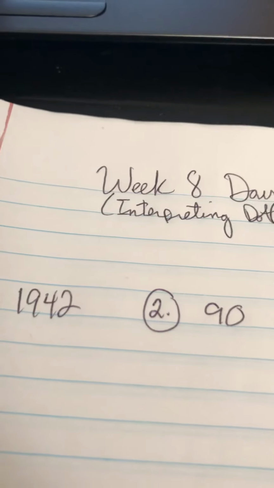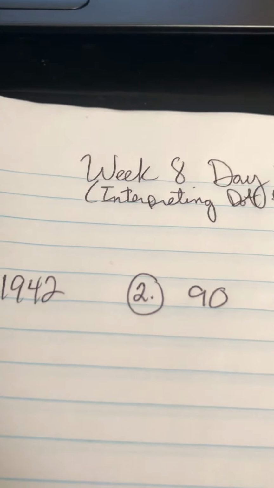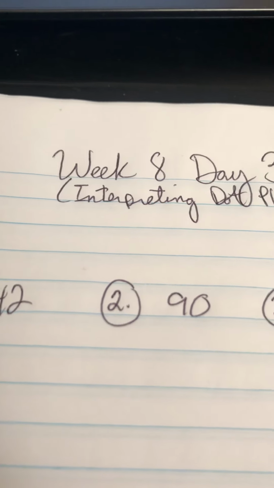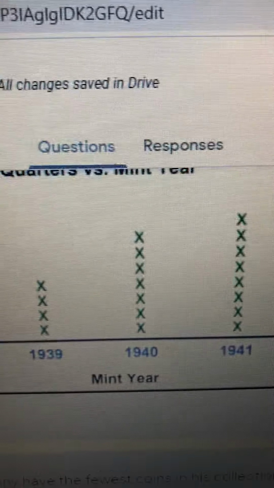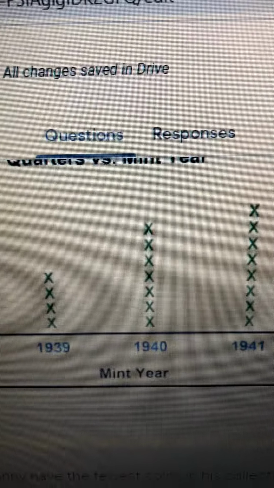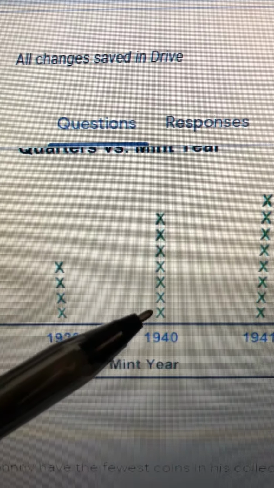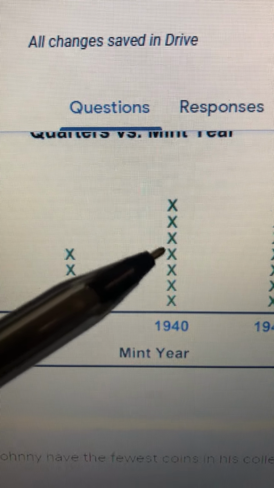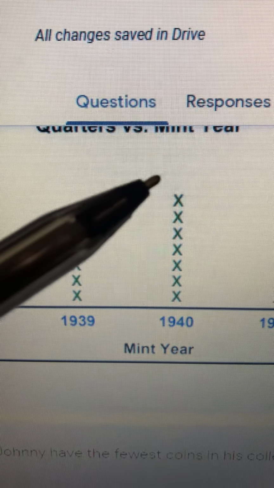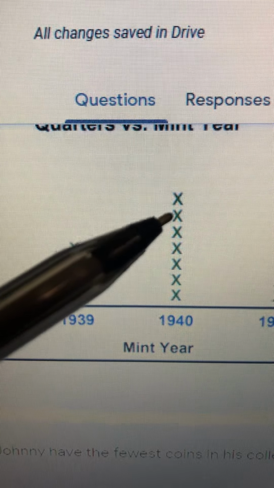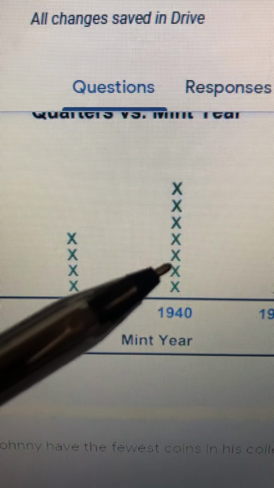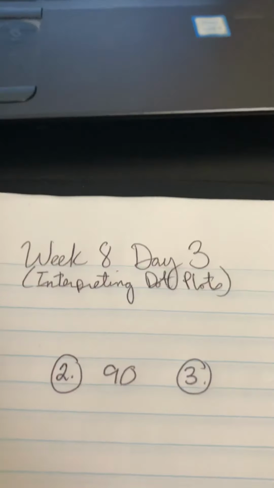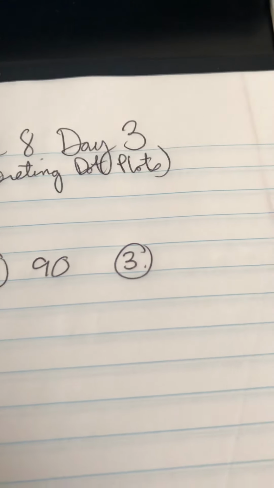How many quarters minted in 1940 does Johnny have? So let's look at 1940, and all we've got to do is count it. From 1940, he has, remember there are 10, 20, 30, 40, 50, 60, 70. 1, 2, 3, 4, 5, 6, 7. So simply put, for number 3, it is 70.